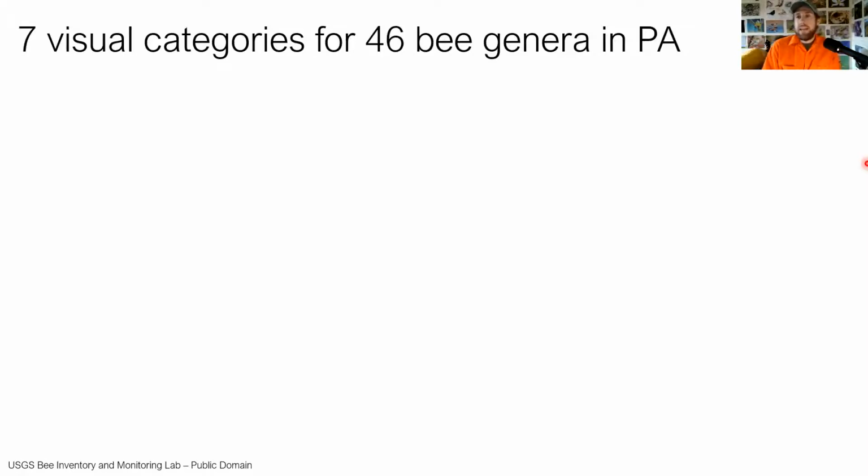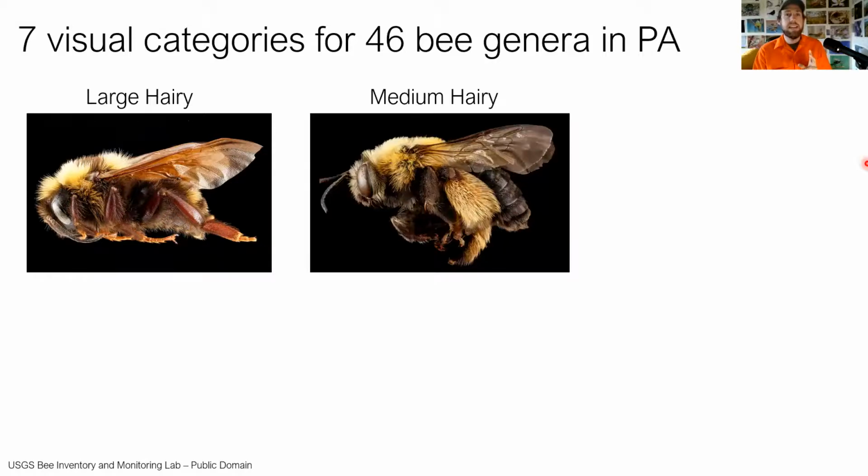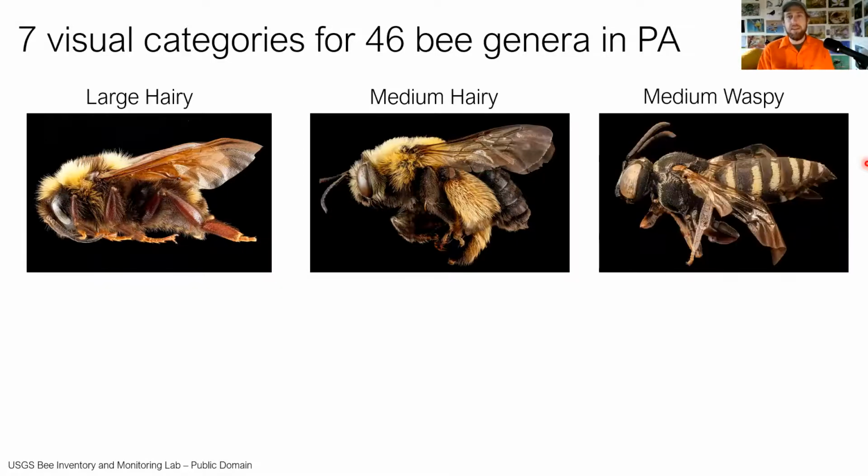So with these size categories, I came up with 7 visual categories of bees. Now, these are not real biological groups. They're just ones I made up because I thought they would be helpful. They're not evolutionarily related or anything like that. They're just visual groups. First is large bees that are really hairy. Second is medium-sized bees that are also really hairy. Both of these groups, everyone would see them and say, well, those are bees, obvious. But then we have some medium bees that are waspy.